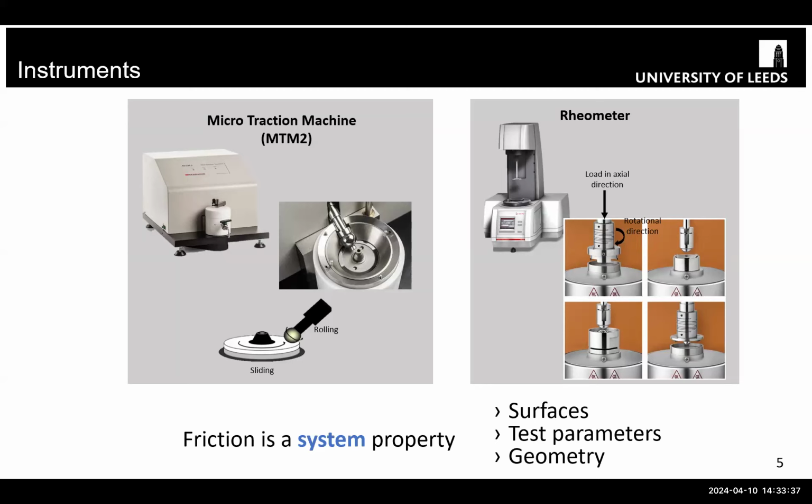One thing that is important to emphasize is that friction is a system property. The surfaces that we use, and the different parameters such as the sliding speeds, the temperatures or the geometries, are going to affect the results that we have. So the results from one equipment, from the MTM to the rheometer, are going to be completely different.